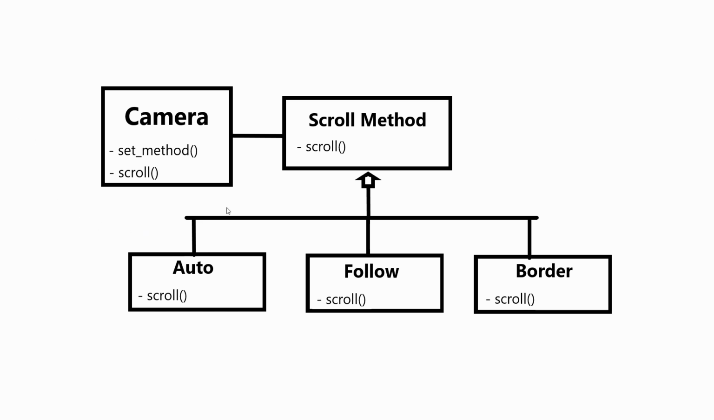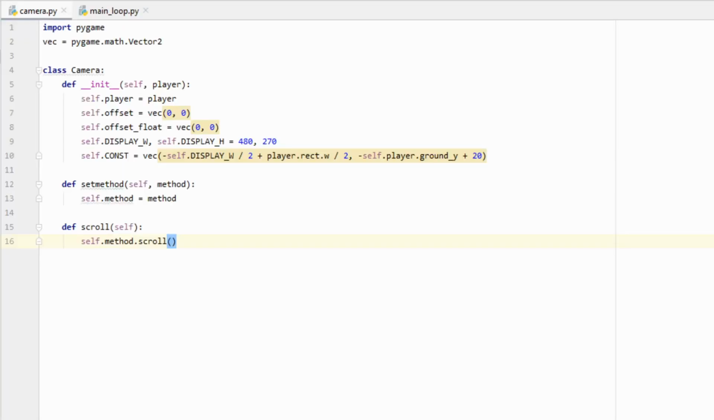So when our game is running, Python will go ahead and fill in this blank template with whatever method we need. If you've ever looked into design patterns, you might recognize this as the strategy pattern. So if we go back to our code, setMethod is going to be the function that actually picks which method we're using, whether it be auto, follow, or border.